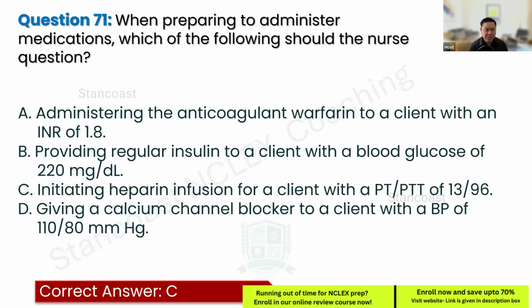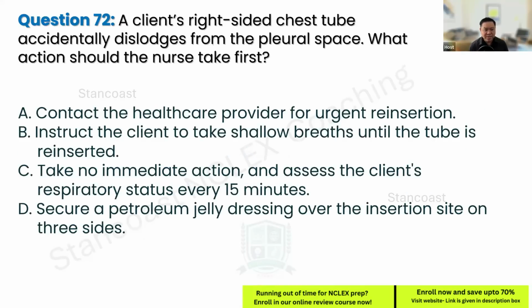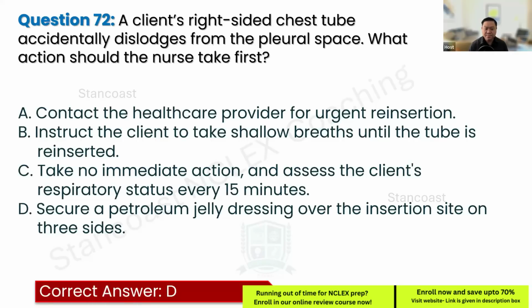Let's have number 72. A client's right-sided chest tube accidentally dislodges from the pleural space. What action should the nurse take first? A. Contact the healthcare provider for urgent reinsertion. B. Instruct the client to take shallow breaths until the tube is inserted. And C. Take no immediate action and assess the client's respiratory status every 15 minutes. And D. Secure a petroleum jelly dressing over the insertion site on 3 sides. The correct answer is letter D.